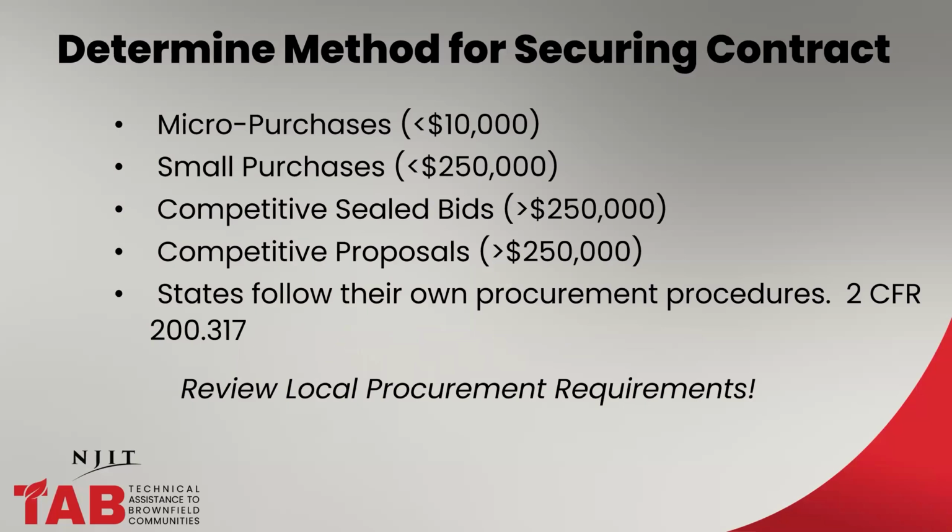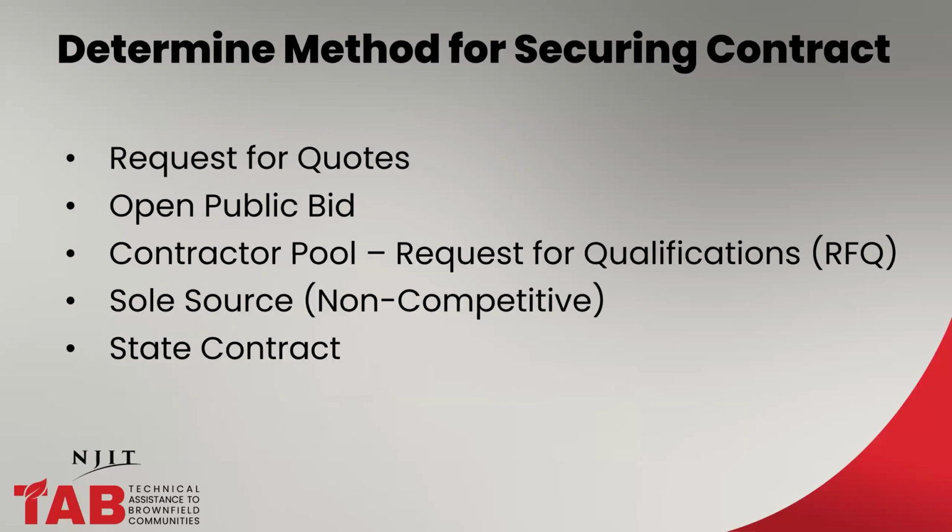So the federal thresholds are here, but you also need to keep in mind your state and local thresholds as well. And that may dictate whether or not you need to go through the bid process or if you can go through just going through quotes. So as we mentioned, there's the different kinds of categories: quotes, open public bid.